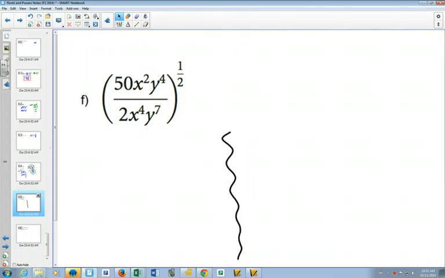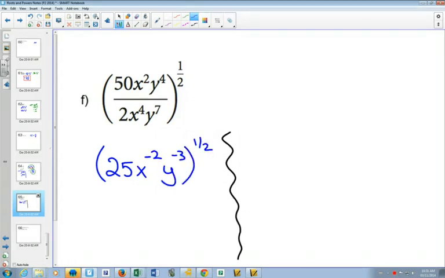The easier way is to look inside your brackets. Sort of think of BEDMAS, because BEDMAS has brackets there. Can I simplify inside of my brackets? Yes, I can. So if I simplify first, I'm going to get 25. X squared and x to the 4 will give me x to the minus 2 if I subtract those exponents, and y to the minus 3 if I subtract those exponents, and I'd still have the half out front there. So that's simplifying inside the brackets first.